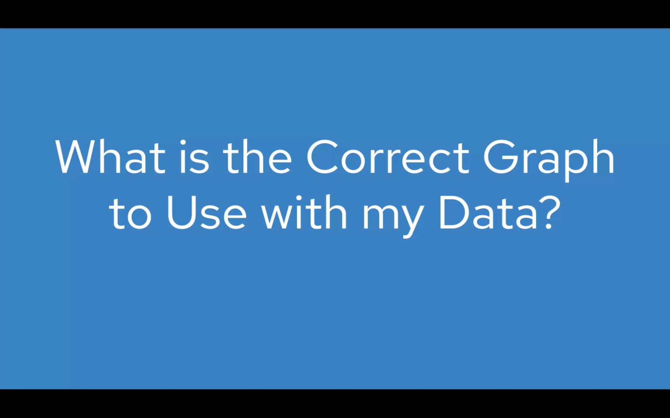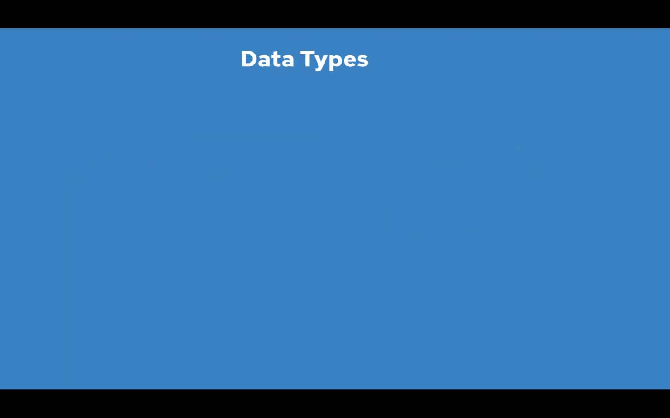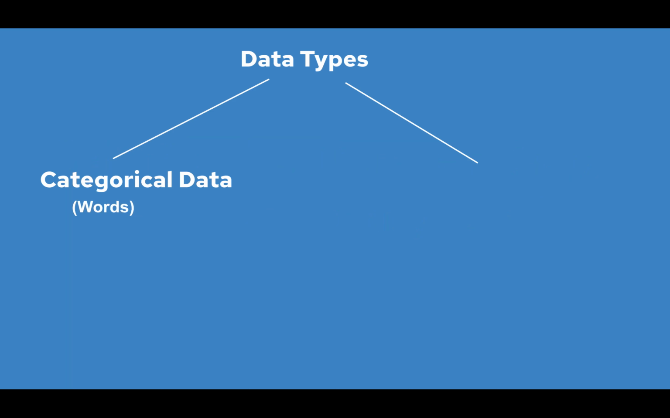Hi, mathletes. Today we're going to be able to answer the question, what is the correct graph to use with my data? Because depending on the kind of data that you have, there's a specific graph that goes with it. So first though, let's see what kind of data you have. There's two different types. You could have categorical, which is words, or numerical, which is numbers.